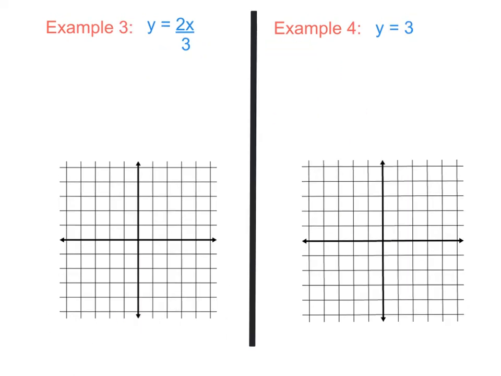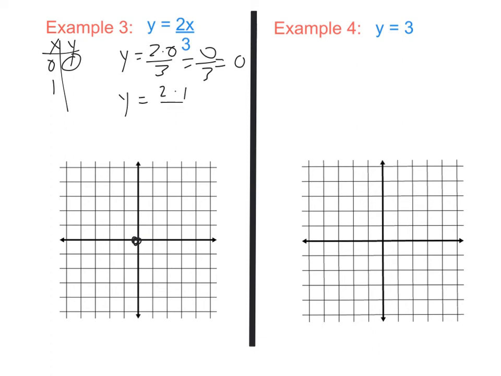All right, let's see what happens if I have a fraction here. Now, be careful when you pick your numbers. You can pick whatever numbers you want. So if I picked 0, 1, and 2, well, if I put 0 in here, that's going to be pretty easy. So I got y equals 2 times 0 over 3. So that's 0 over 3, which is 0. So 0, 0 is on my graph. That's pretty easy. If I picked 1, though, I'd have 2 times 1 over 3, which would be 2/3, and that's kind of hard to graph.